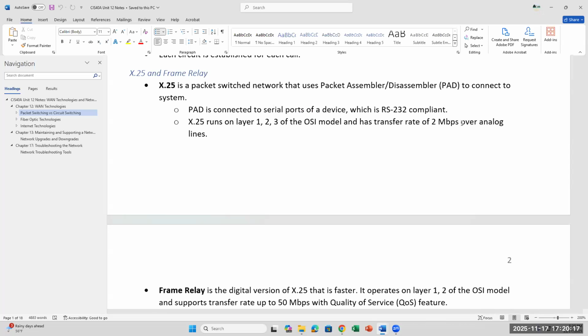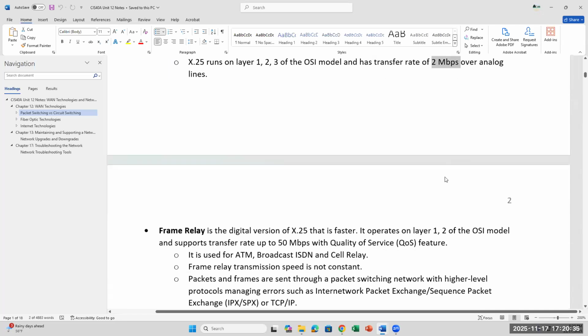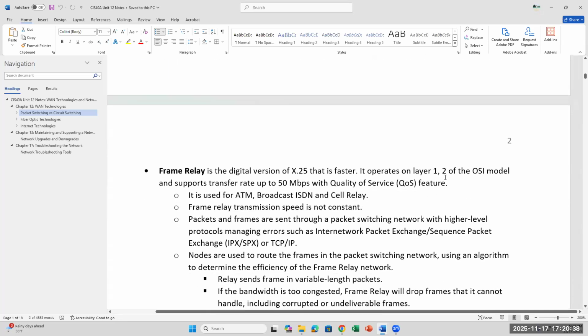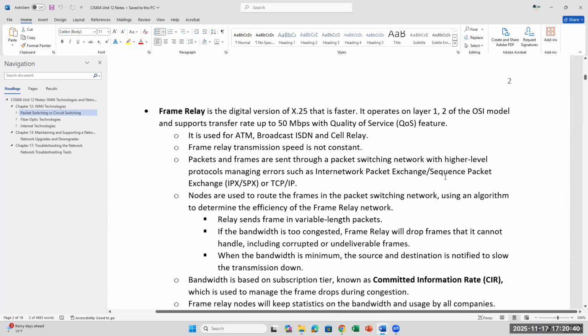Or if you're using earlier dial-up, which is 64 kilobit per second, which is also a very small fraction of that. So for each of the lines, we're still using analog, so it needs to encapsulate analog signal to digital, and it's transferred at 2 megabit per second. Now, in the past, when we installed frame relay, we would use the digital version of X25, which gives us a tremendous boost in our speed, and we can implement quality of service.